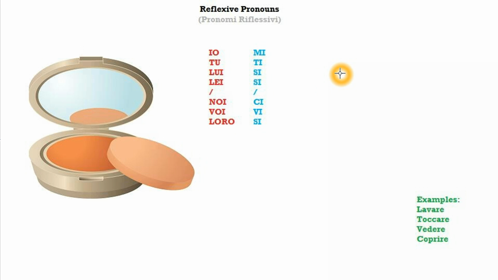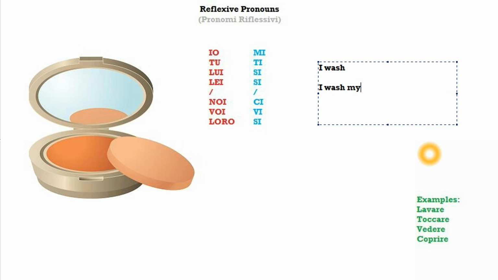Let's assume that we want to say "I wash" in Italian. Now, what you do in Italian is you say "I wash myself." And this particle, myself, goes between the subject and the verb. So basically it precedes the verb. Although it's the object and you would expect it to be after the verb, like "I love you," it goes before the verb.